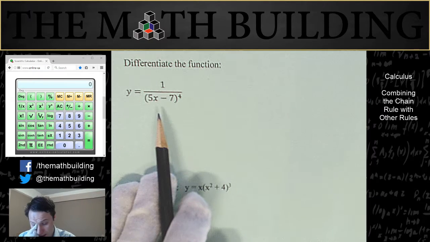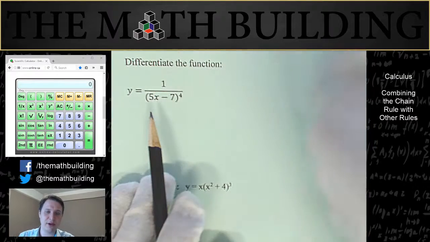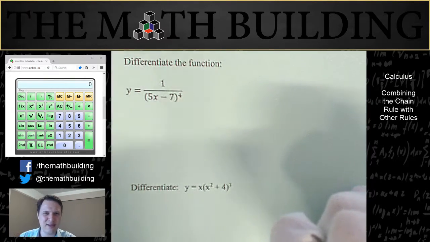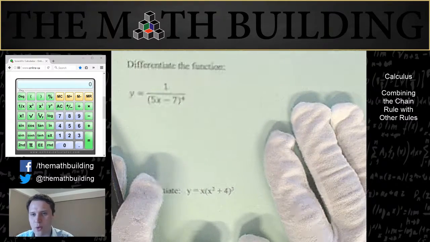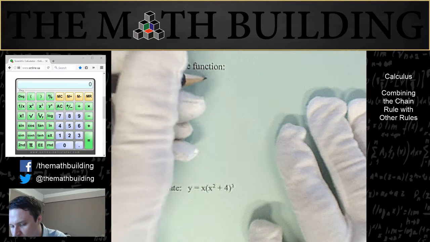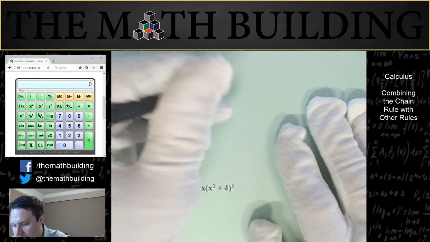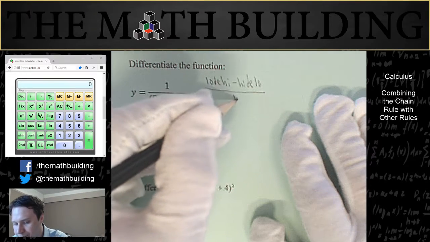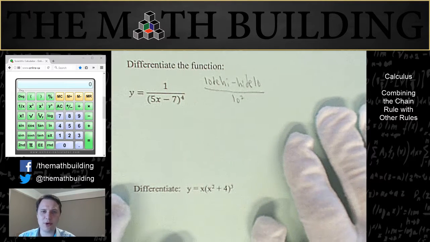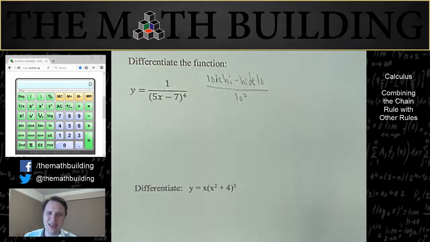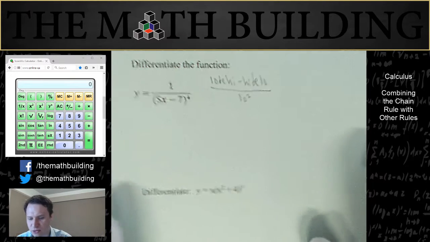In this first one, it would actually be easier to move this denominator to the numerator and make it have a power of -4. But I've already done an example like that in a previous video. So what I'm going to do here is use the quotient rule. And we know that the quotient rule is low d high minus high d low, all over low squared. Now, it's really important that you only do the chain rule when you are taking the derivative of something that needs the chain rule. And so you'll see what I mean as we go through this example.